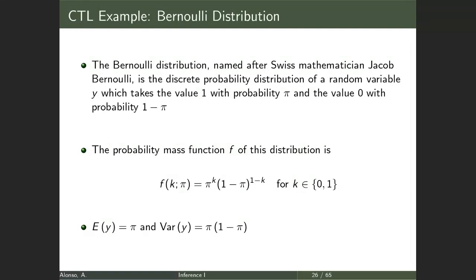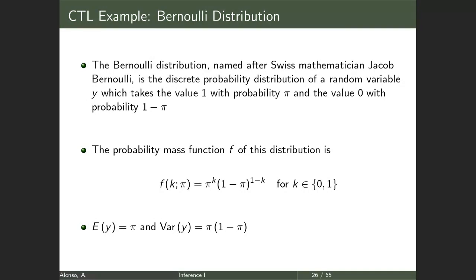Okay, let's see this with an example. We are going to focus on one specific type of distribution. It's called the Bernoulli distribution. It's named after the Swiss mathematician Jacob Bernoulli, and is a discrete probability distribution of a random variable that can take only two values, 0 and 1. So the variable takes value 1, typically 1 represents success, with probability pi, and value 0 with probability 1 minus pi.